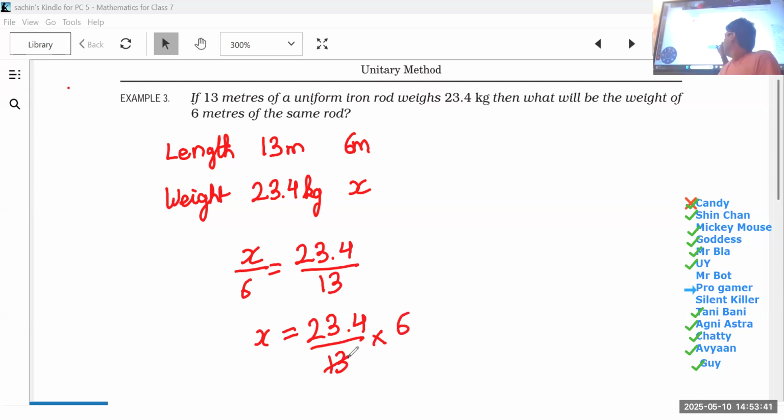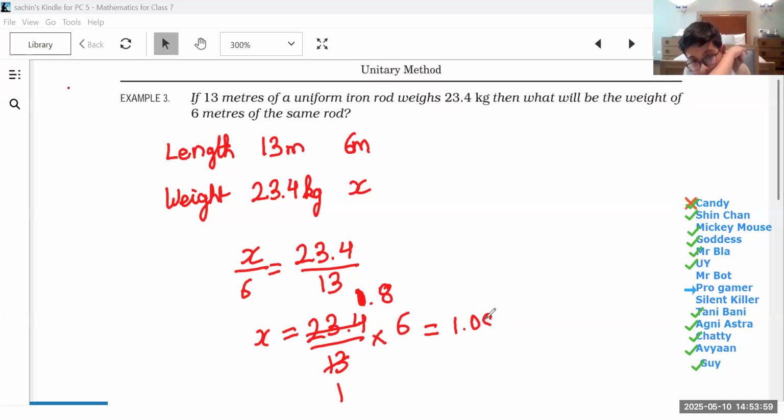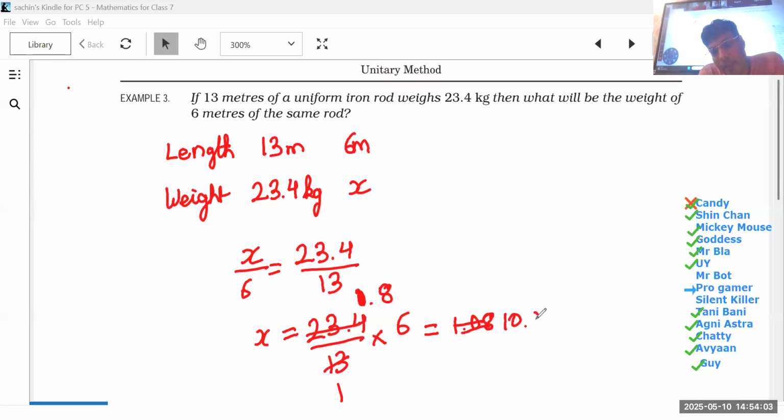So this will cancel out, right? It will. This would be 13 ones are 13, 10 will be the remainder, 104. So it will be basically 1.8. 1.8 into 6 will be what? 10.8. 10.8 kgs.